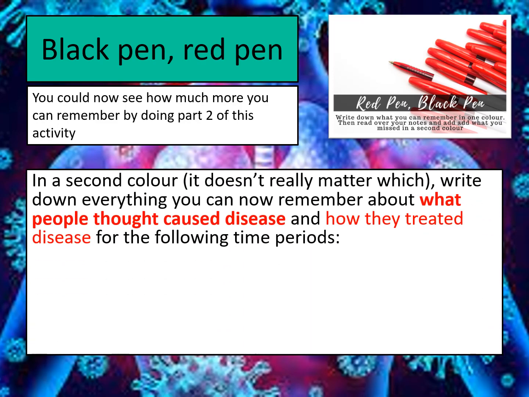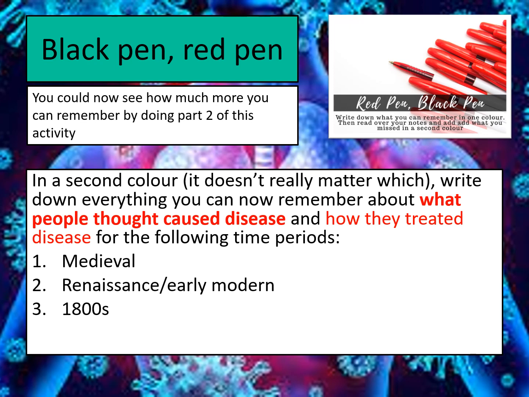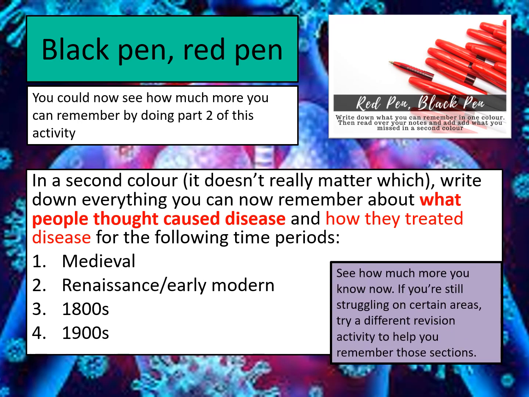So the idea is, without looking at your notes again, in a second colour, you now write down everything that you know about what people thought caused disease and how they treated disease in those 4 different time periods. And hopefully now you can remember much more detail about these 4 time periods and their understanding. If you're still struggling on certain areas and you feel like you still can't add very much to your notes, then it's important that you do some kind of other revision activity to try and work on consolidating that information.